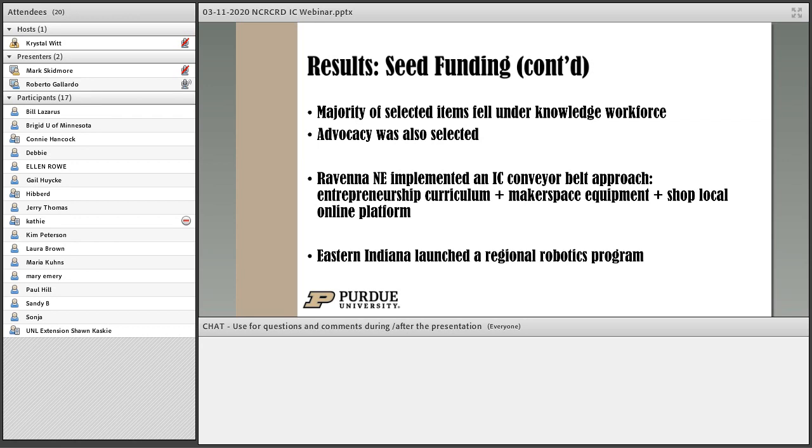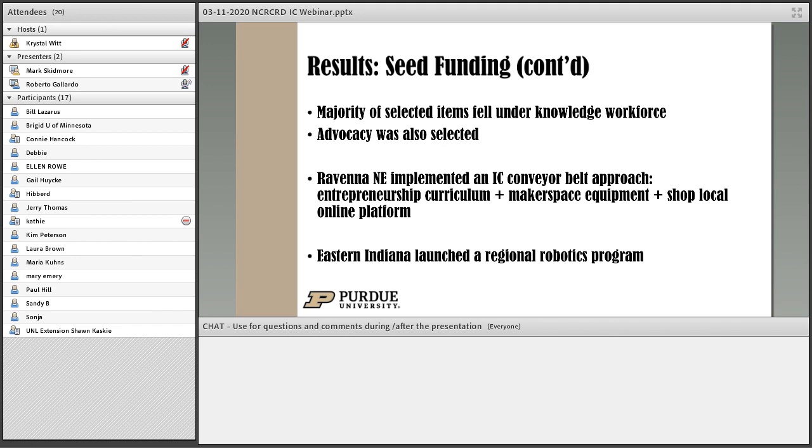Ravenna, Nebraska came up with something kind of similar to what's called a conveyor belt. They requested money under knowledge workforce, again a recommendation that they selected, to implement an entrepreneurship curriculum. But not only that, they also tried to get some makerspace equipment, not a full-blown makerspace, into the high school initially, to perhaps help these entrepreneurs who were going through the program, who might need it for some of their prototypes or business ideas. And then they also requested money to beef up their shop local online platform.